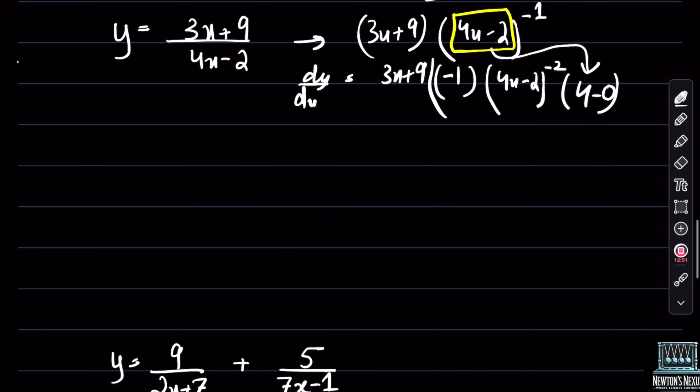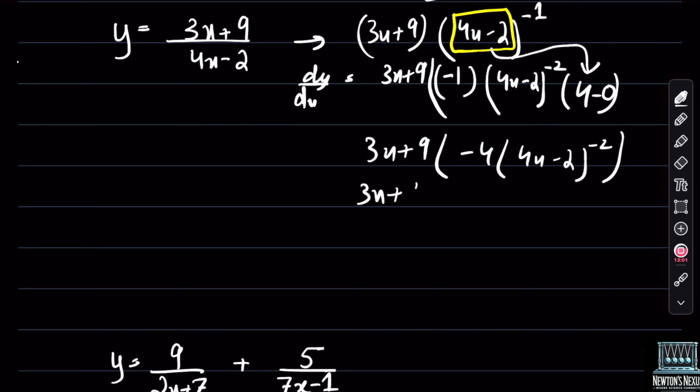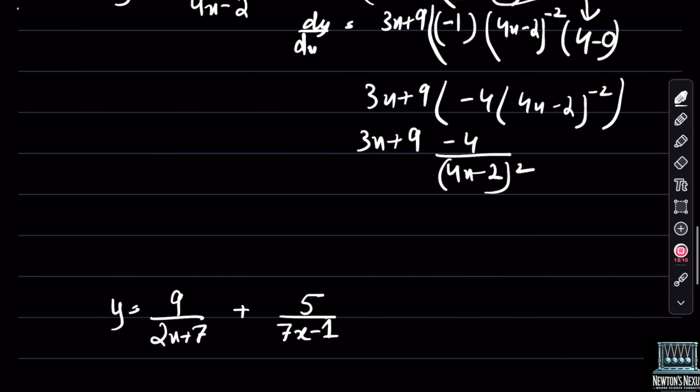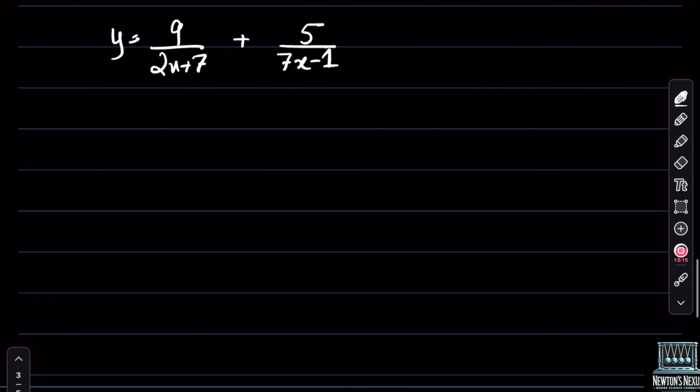So it becomes 3x plus 9 into negative 4 into 4x minus 2 with the power of negative 2. So it simply becomes 3x plus 9 with negative 4, upon 4x minus 2 with the power of 2. Okay, so that wasn't really difficult, was it? It wasn't really difficult. Okay, so for our final question for this video, now we are dealing with two denominators, and it will have a little bit of a complication, but still it is quite solvable.